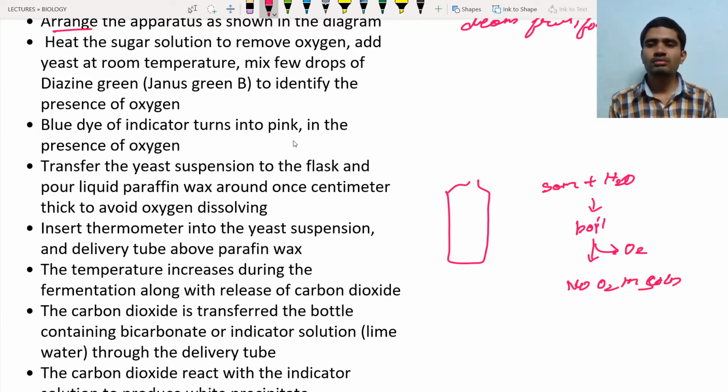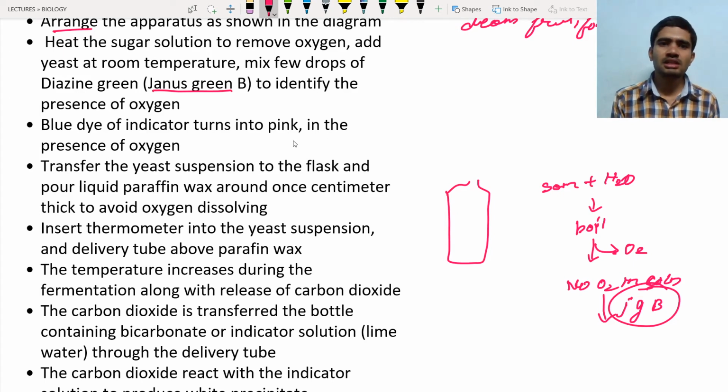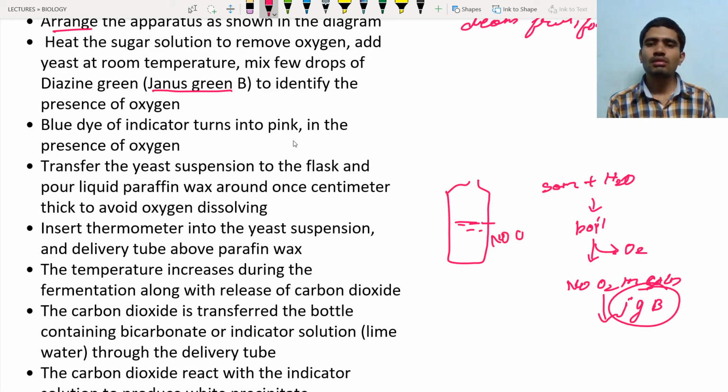So now what you have to do is check for the presence of oxygen by adding a few drops of Janus green B. If you add Janus green B to the solution, what will happen? It will show some kind of color. Previously the Janus green B will be blue in color. So if the solution is blue, what does it indicate? It indicates that there is no oxygen.